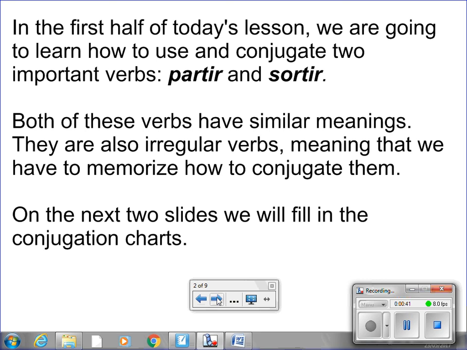On the next two slides, you will see the conjugation charts for partir and sortir already filled out. So what I'm going to ask you to do as I move into the next two slides is to either take pictures of the next two slides so that you have them handy for the slides coming up in the second half of this video, or you take the time to write down these charts on a piece of paper, and they don't take too long to write down. Let's look at the first one.